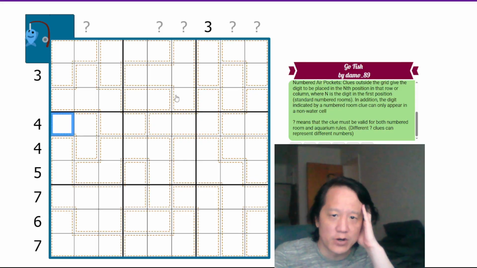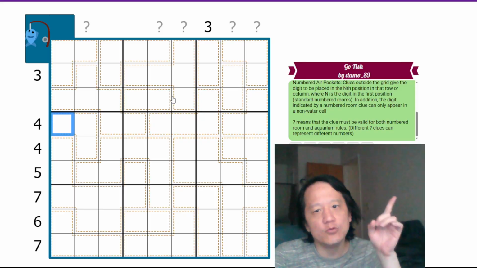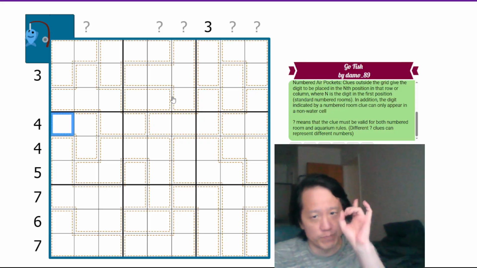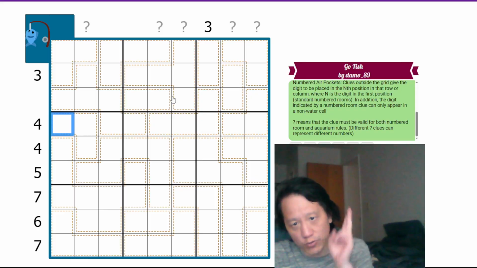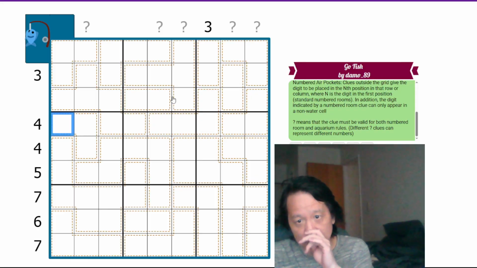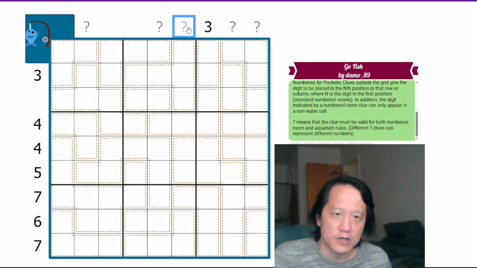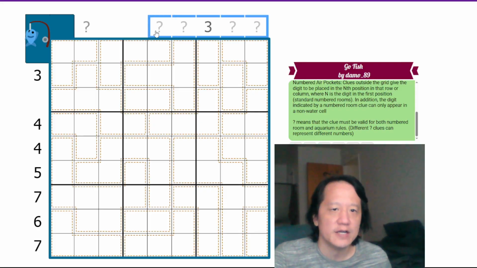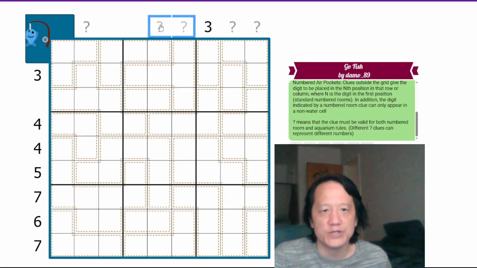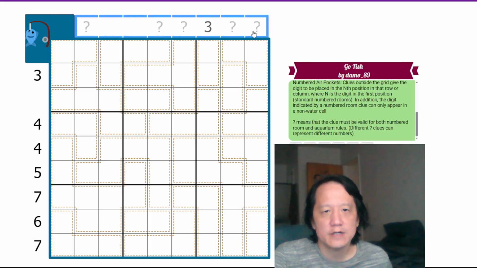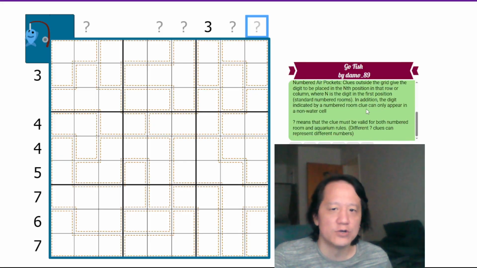And a question mark means that the clue must be valid for both numbered room and aquarium rules. Different question mark clues can represent different numbers. So basically it's still the same, it's just that we don't know what these specific digits are. And those are all the rules.